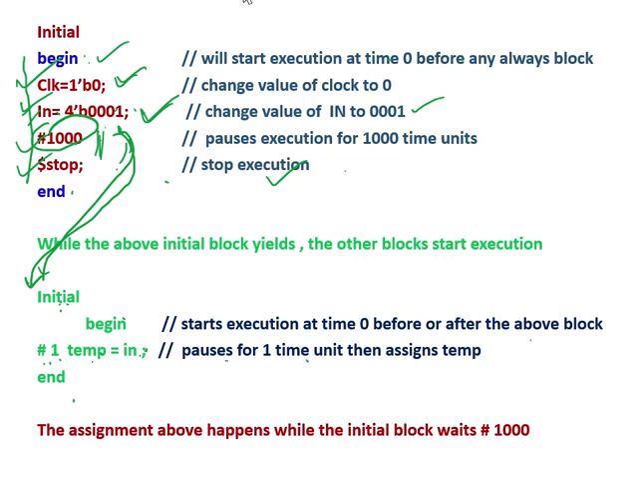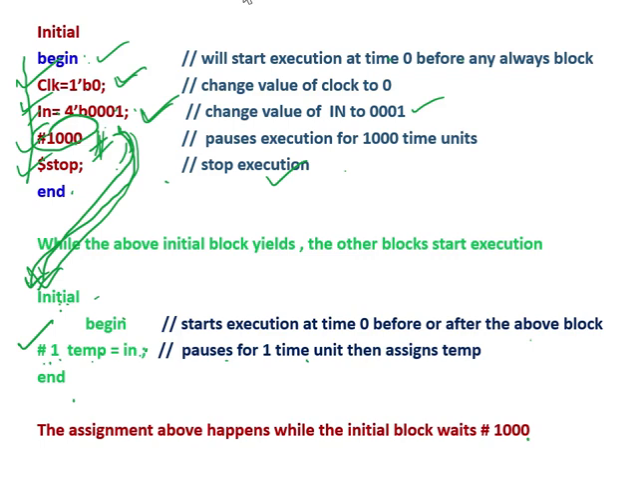This assignment happens while the first initial block is waiting for 1000 time steps, because, as I mentioned, during this 1000 time step delay the simulator should better execute another initial block. It also depends on the simulator; not all simulators do this, but the possibility is there that the simulator might be working in this way.